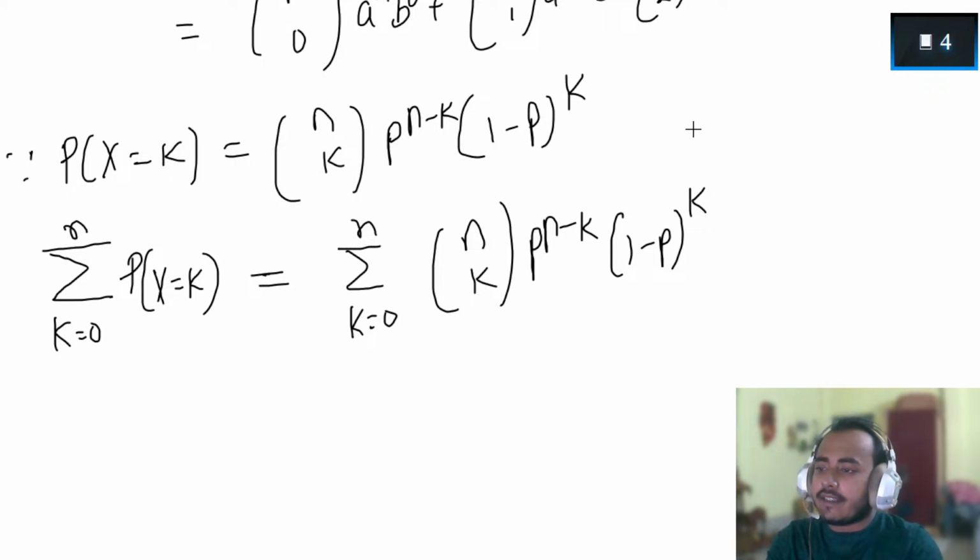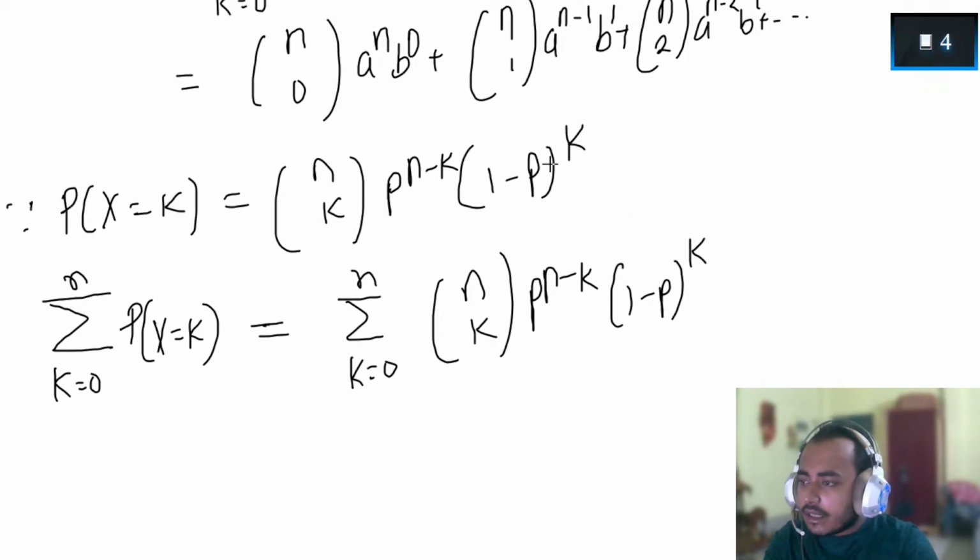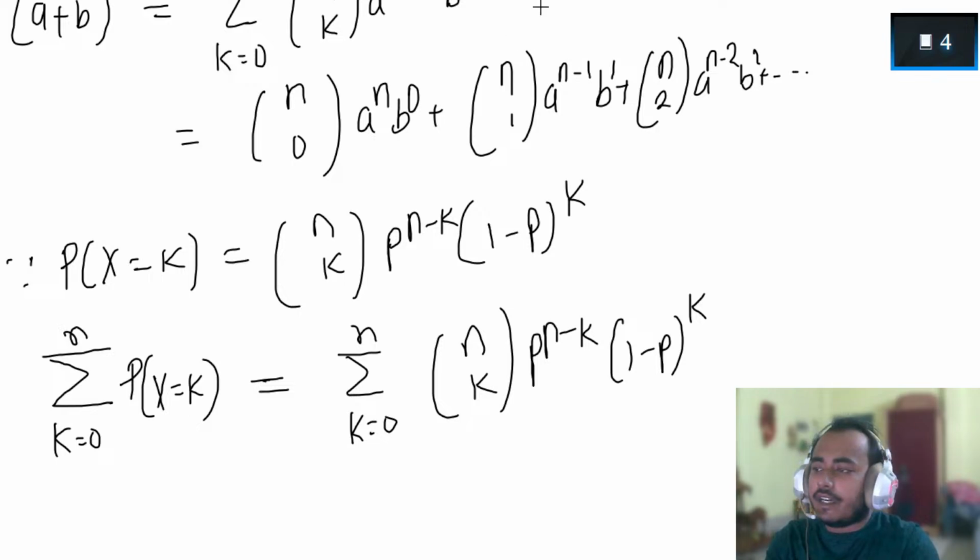This is exactly the same as the binomial theorem which we just studied, right? The sum from k equals 0 to n of n choose k, a to the power n minus k, into b to the power k. This is completely the same thing. So obviously, if you were to do this, you would see that a is basically p and b is basically 1 minus p.